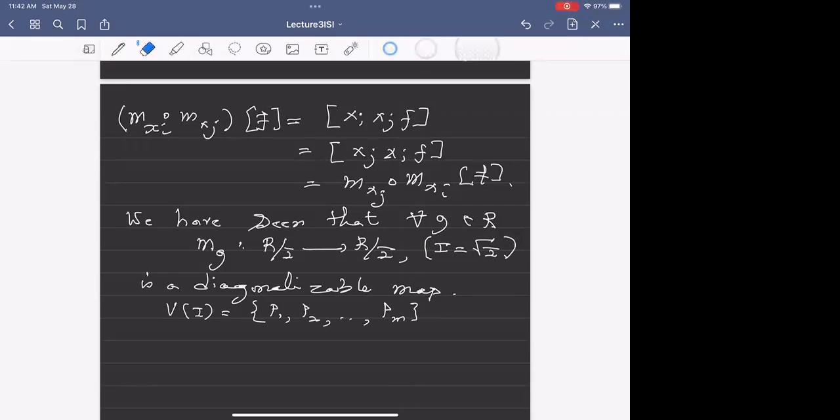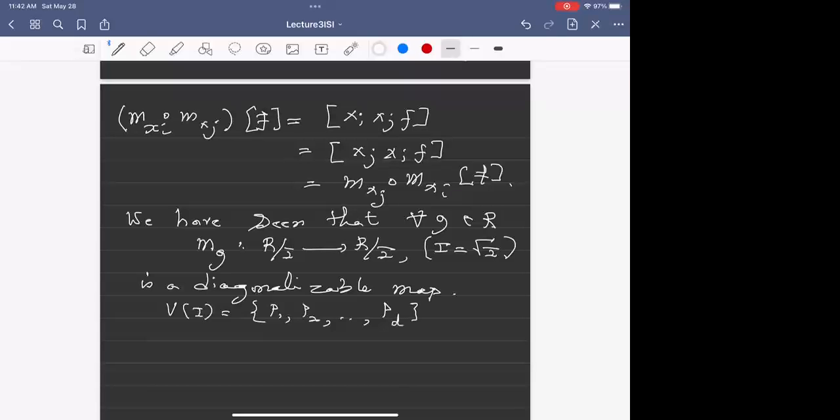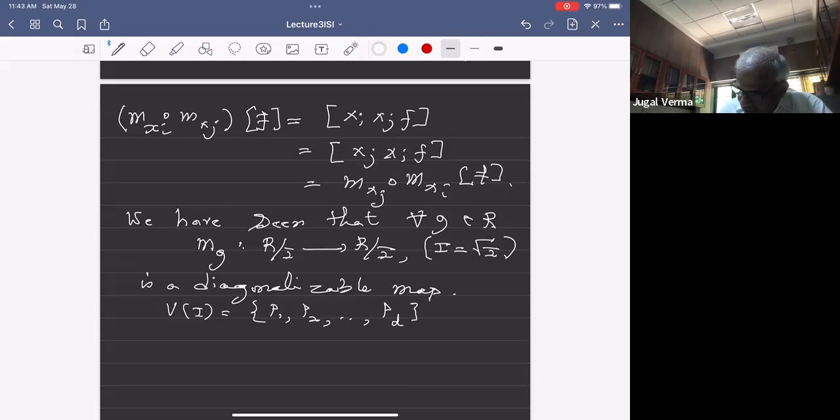So list the points. The dimension is D, and I'm assuming I is radical. So there are D solutions. Okay, there are D solutions, and then find out the Lagrange interpolation polynomials. There are D of them. These are Lagrange polynomials. So we have seen yesterday in the tutorial that these polynomials exist.